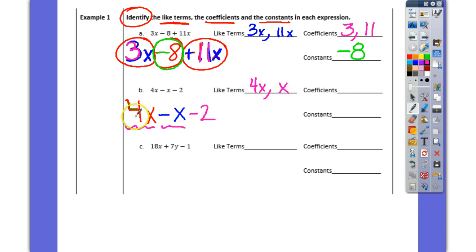Half right. It's 4x and negative x. You have to have the sign with them. And that's why I said it's nice if you circle your terms so that way you don't forget to take the sign with them.